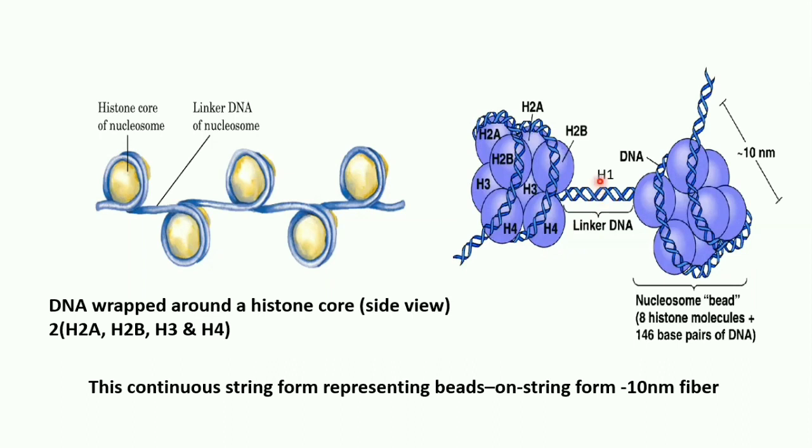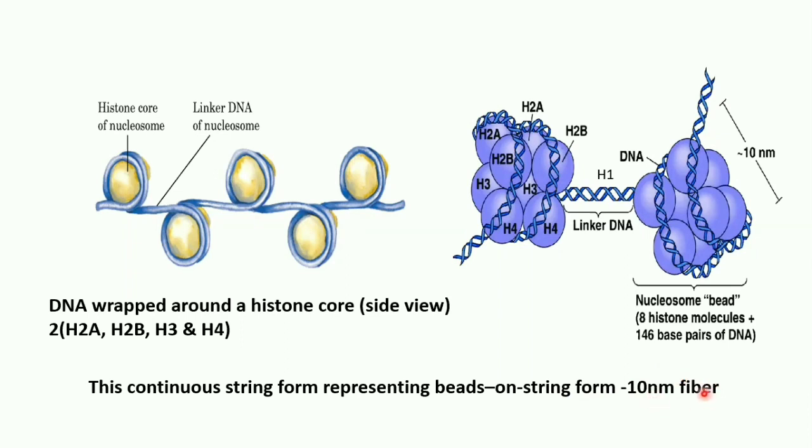This is one nucleosome, and this is another nucleosome. They are separated by a spacer DNA. This is the DNA strand. This is a spacer DNA, also known as linker DNA. Here you find the H1 histone. Now this gives a string-like structure. This DNA is the string, while the histone is the bead. So this continuous string represents beads on a string, and it is also known as the 10 nanometer fiber.